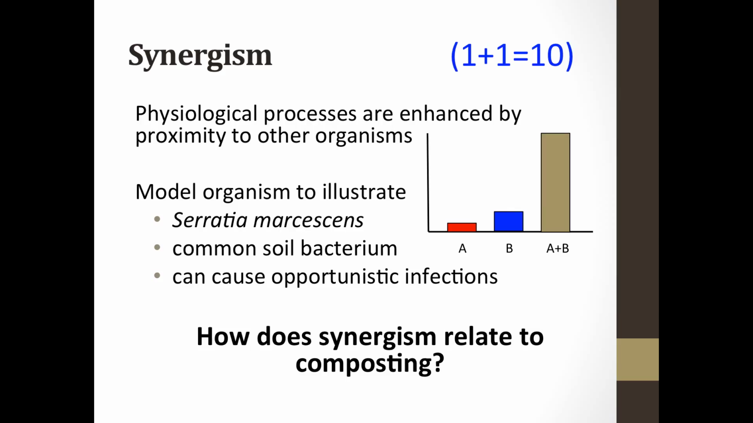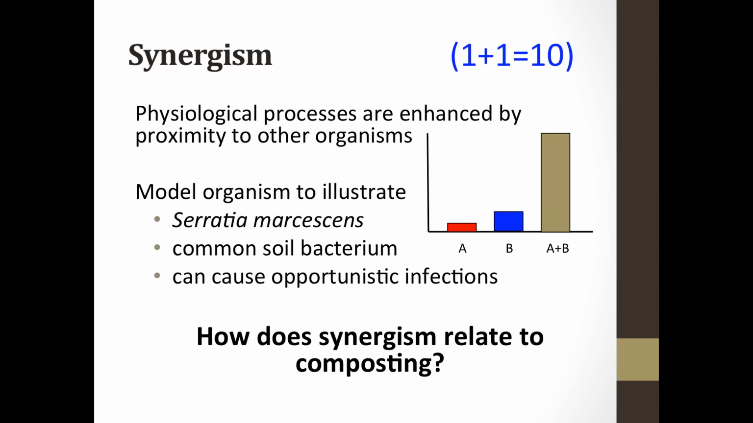So synergism is when you have physiological processes that are enhanced because organisms are close to each other. So I really like to think about synergism using this figure on the right. The bars represent some kind of physiological process. So for example, it could be growth. If you have species A, that's how much they grow on their own. If you have species B, the blue bar represents how much they grow on their own.